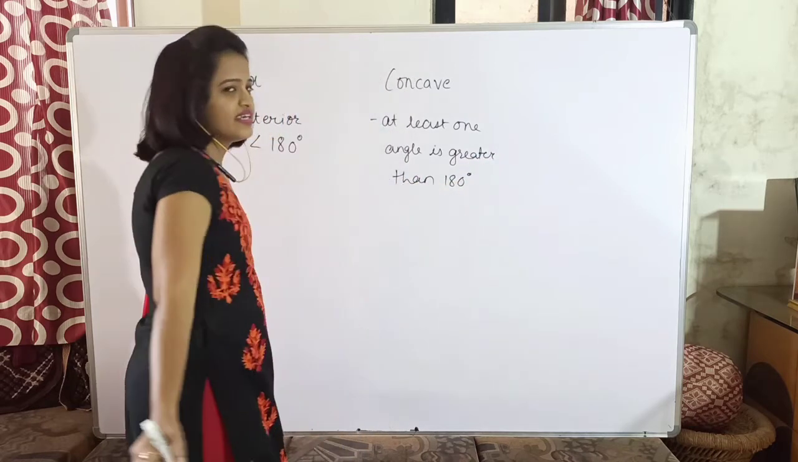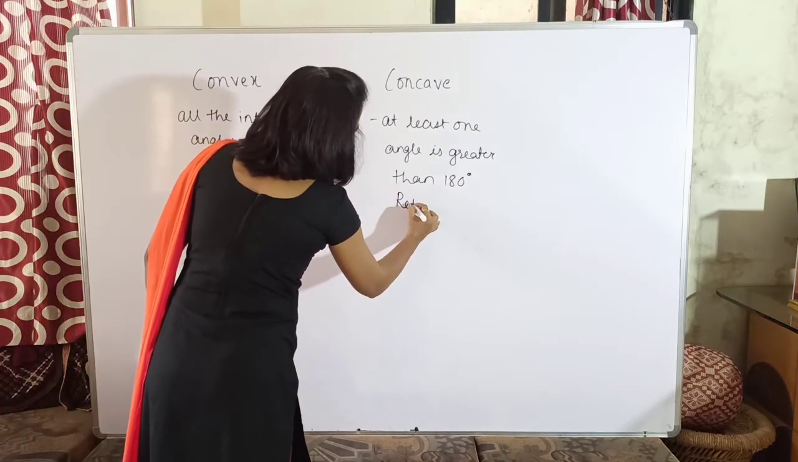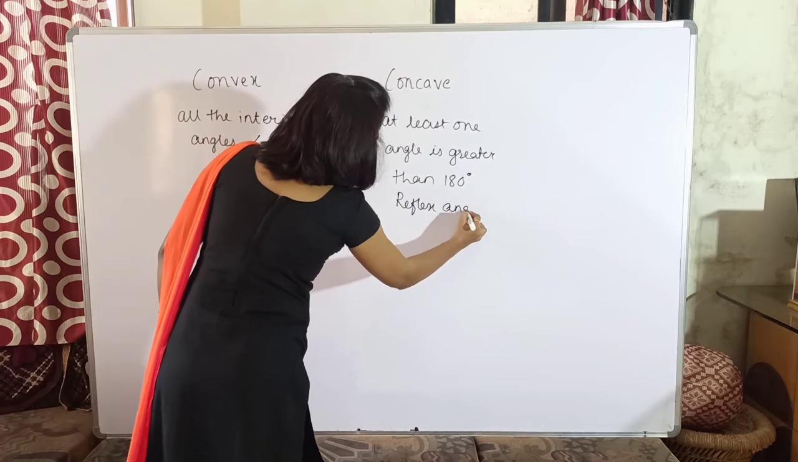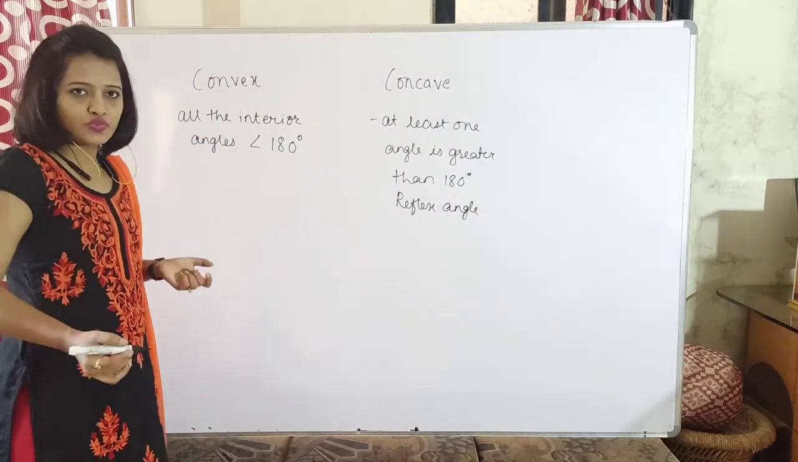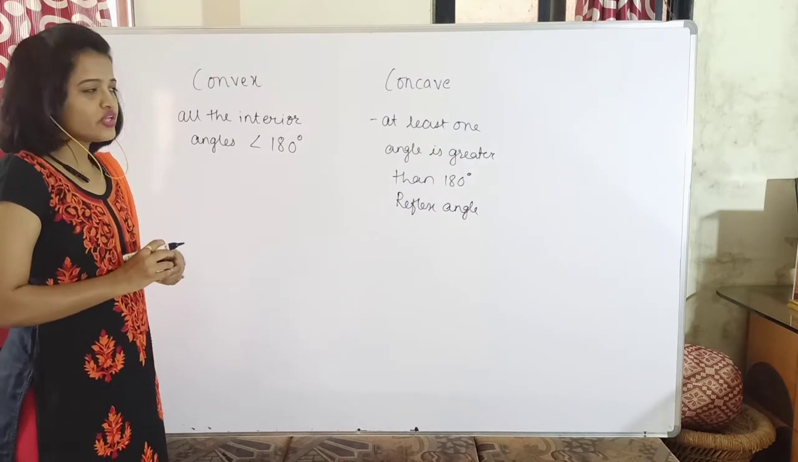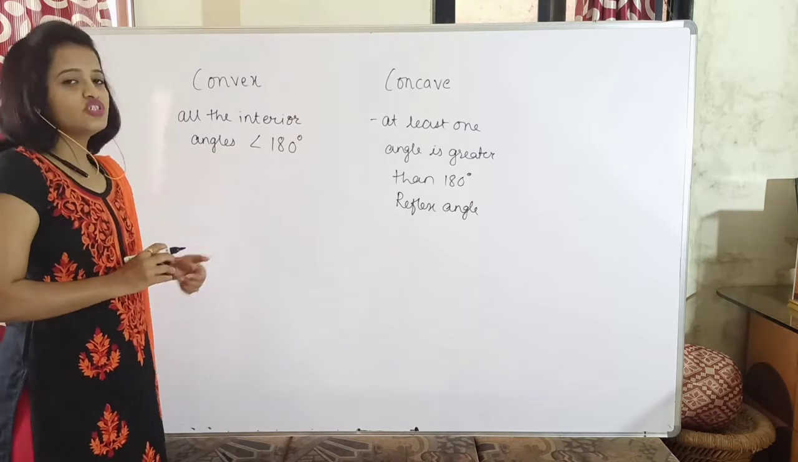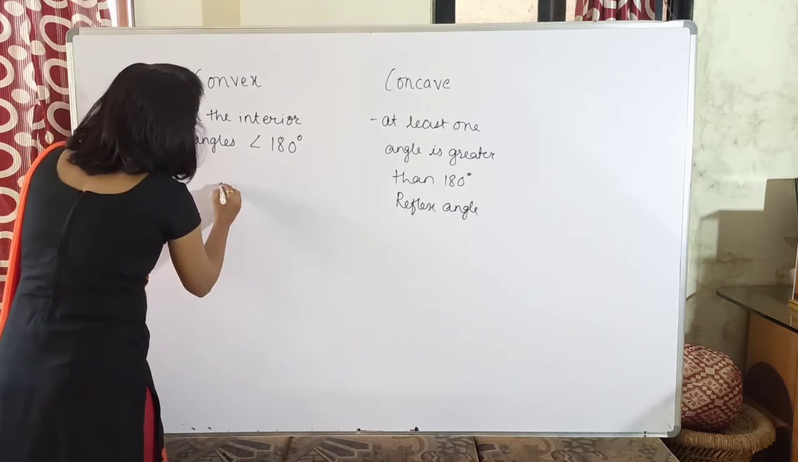So whenever an angle is greater than 180 and less than 360, what do we call it? That is, it will be a reflex angle. So such kind of polygon in which at least one angle is greater than 180 degrees is called concave, whereas a convex polygon is one in which all the interior angles are less than 180. Now let us see with the help of one figure.